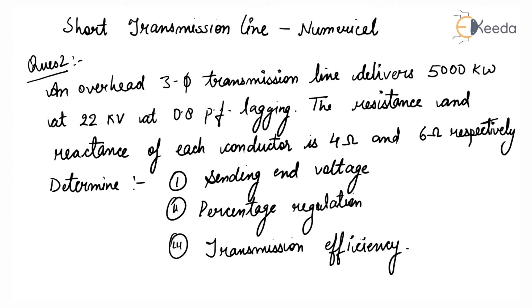So the question is: an overhead three-phase transmission line delivers 5000 kilowatt at 22 kV at 0.8 power factor lagging. The resistance and reactance of each conductor is 4 ohm and 6 ohm respectively. We have to first find the sending end voltage, second the percentage regulation, third the transmission efficiency.